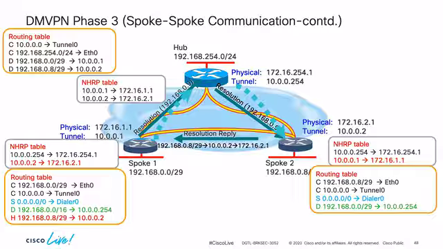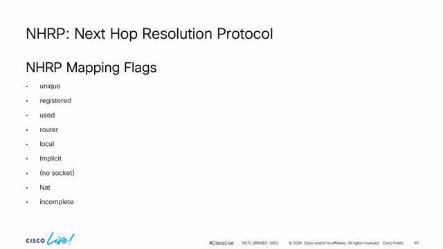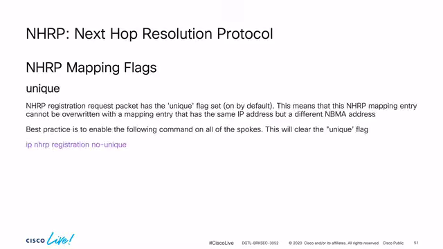So moving forward, let's take a look at some of the mapping flags which are related to NHRP, which we use in the DMVPN setup. These are all of the flags, and I'm going to go through each one of them in detail. Let's look at a very common and very important NHRP mapping flag called unique.